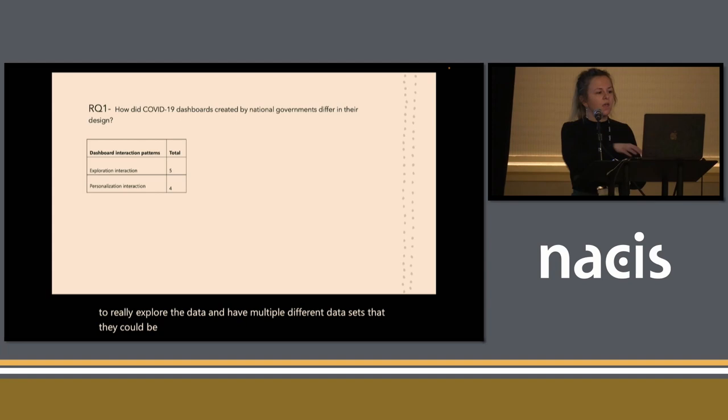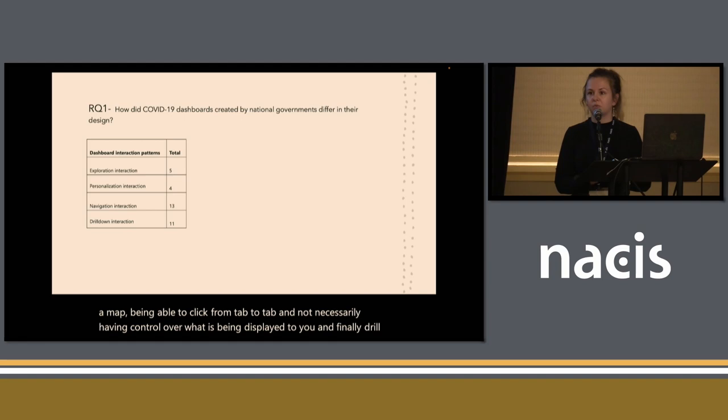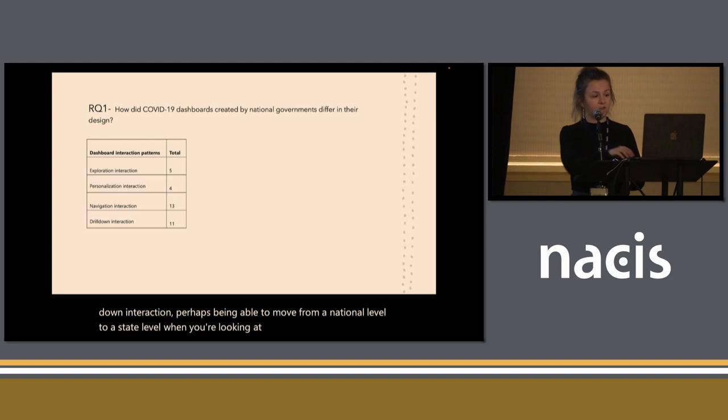The second is personalization interaction, where you have data that the user can personalize to themselves based on their positionality in the world. The third is navigation interaction. I think of this as panning around a map, being able to click from tab to tab, but not necessarily having control over what is being displayed to you. And finally, drill down interaction, perhaps being able to move from a national level to a state level when you're looking at the different types of data available.